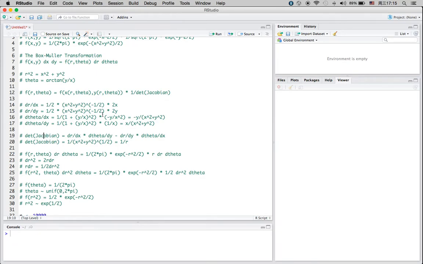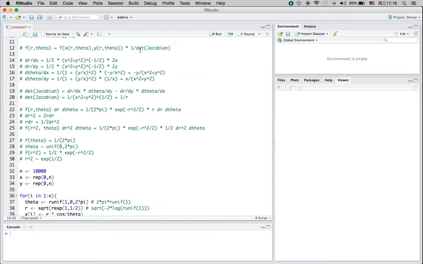So maybe if you want, pause the video and try to create the Jacobian matrix by yourself, and then calculate the determinant, taking the derivatives, just to verify or to see if I am doing it correctly.